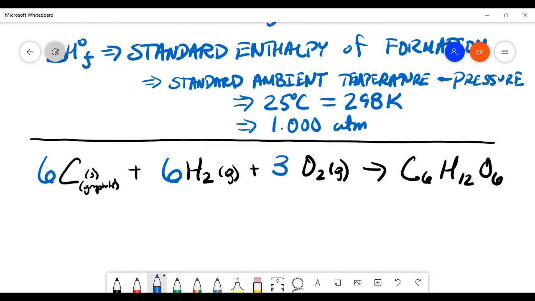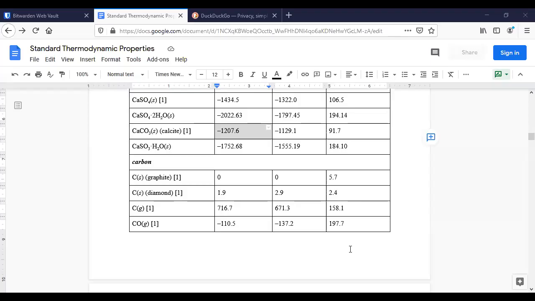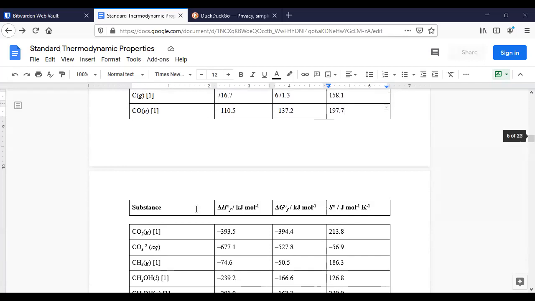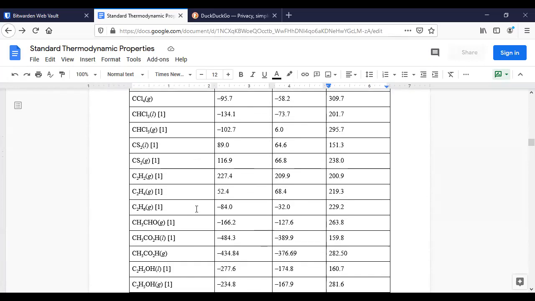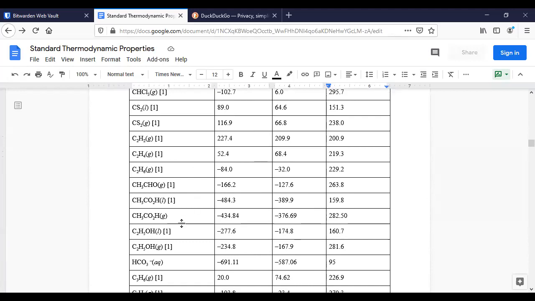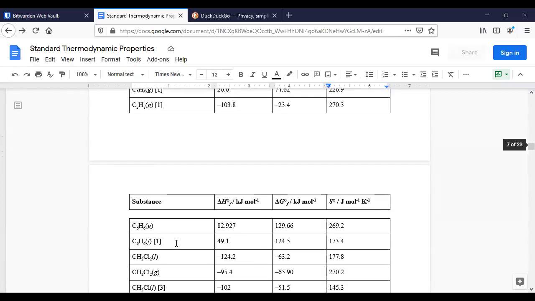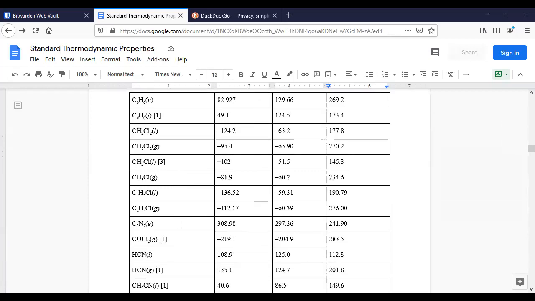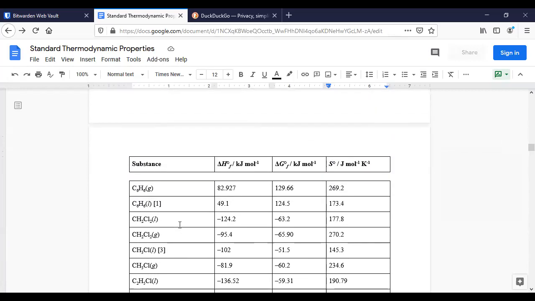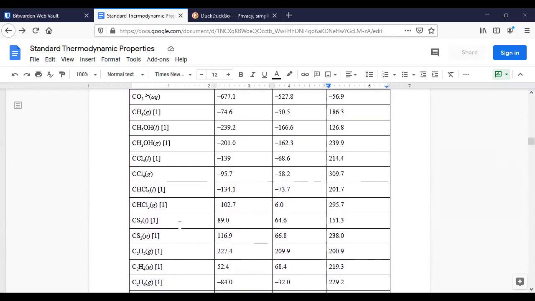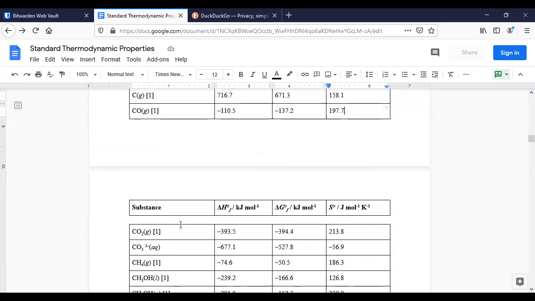And I can go back to my tabulation of standard thermodynamic properties. I've got carbon right here, so I can scroll through and look for glucose in here. I've got C3H6 here, I got C3H8 here, but I need a C6 up here. Here's C6H6, but I need C6H12O6. Oh. Did I miss it? No, I didn't miss it. It doesn't look like it's up here at all.